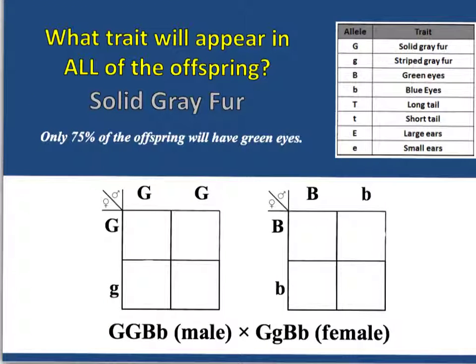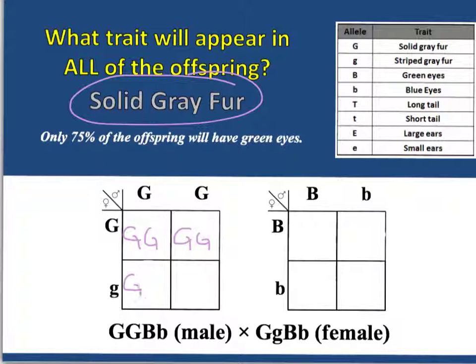So, let's figure out how to do this. What trait will appear in all of the offspring? It already pulls up your answer, but we're going to figure out how it got this answer. You're just going to do your boxes again. So you have big G, big G, big G, big G, big G, little g, big G, little g. Then you have big B, big B, big B, little b, big B, little b, and little b, little b.